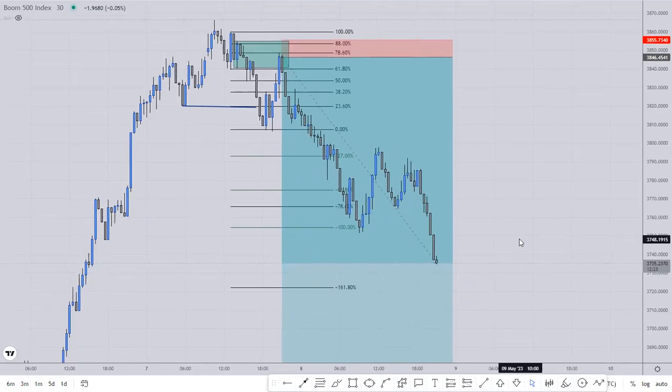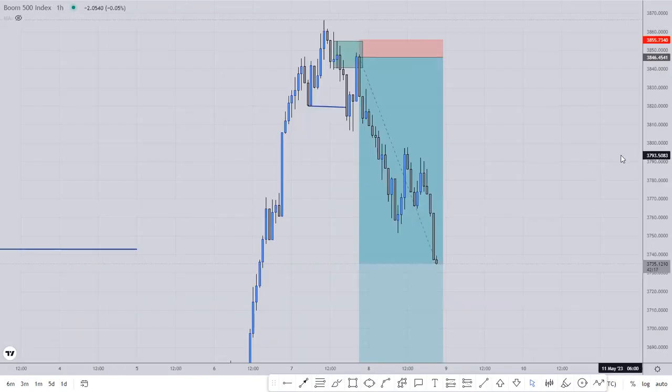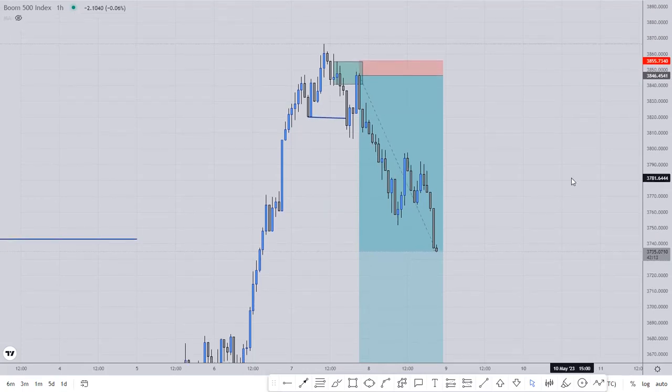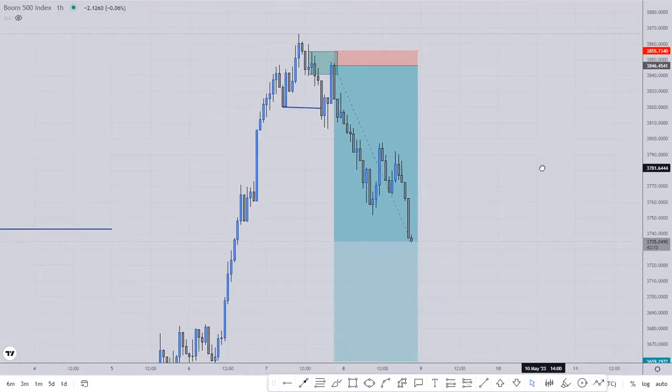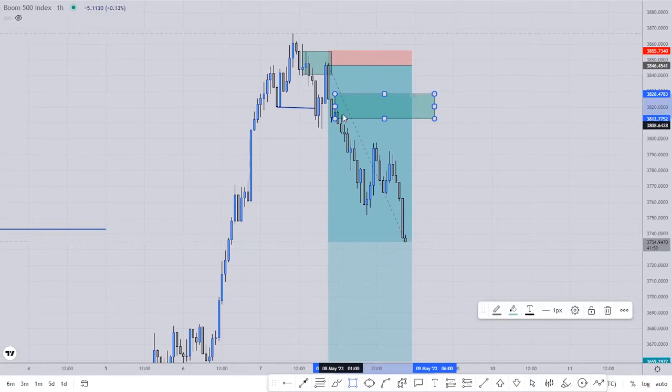So Boom 500, I showed you the analysis, and I also showed you how you could have entered this sell here. Right. So let's look for a level where the market can pull back into. Let's say it wants to pull back into this supply, even though it was tapped.